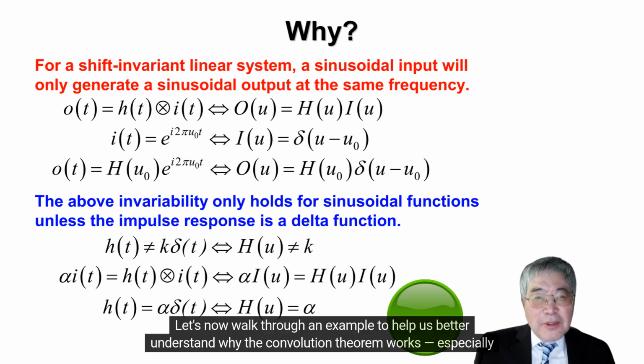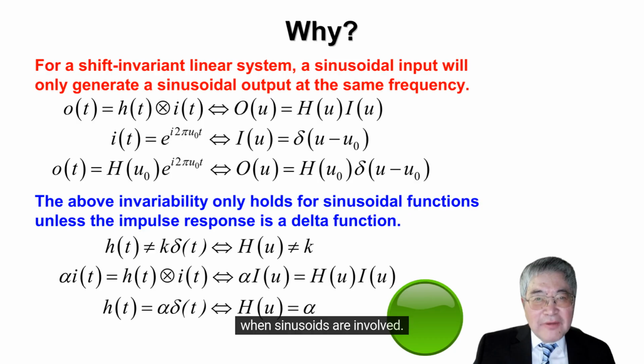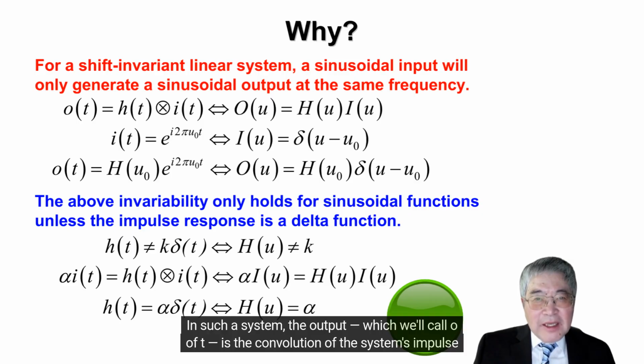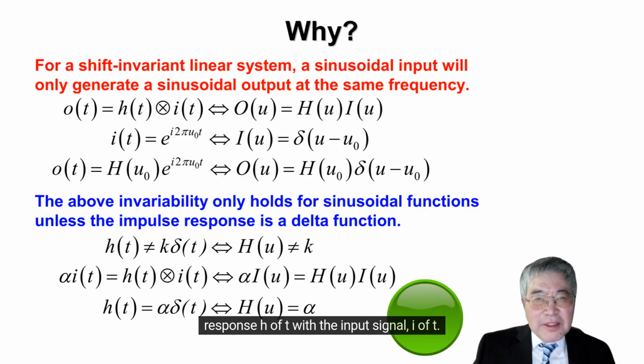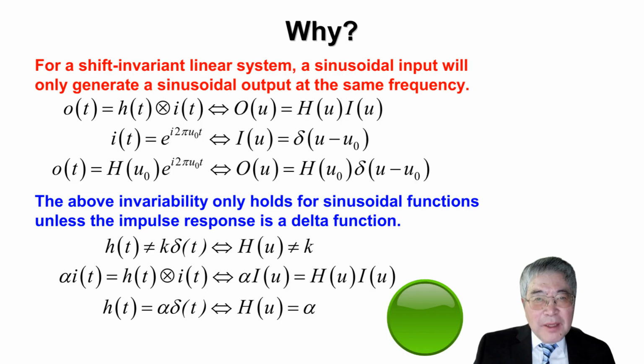Let's now walk through an example to help us better understand why the convolution theorem works, especially when sinusoids are involved. We'll use a one-dimensional shift-invariant linear system. In such a system, the output, which we'll call O(t), is the convolution of the system's impulse response h(t) with the input signal I(t). So we write O(t) = h(t) convolved with I(t).